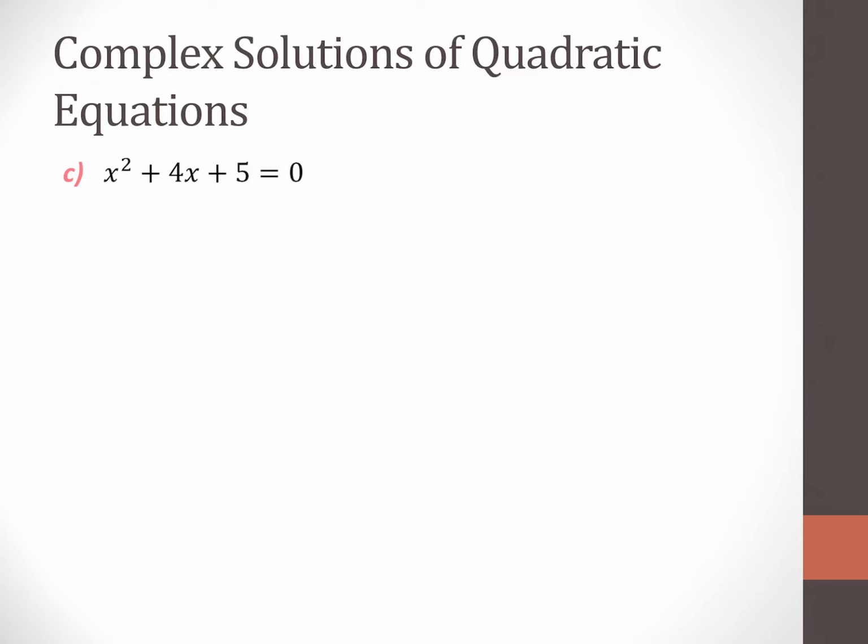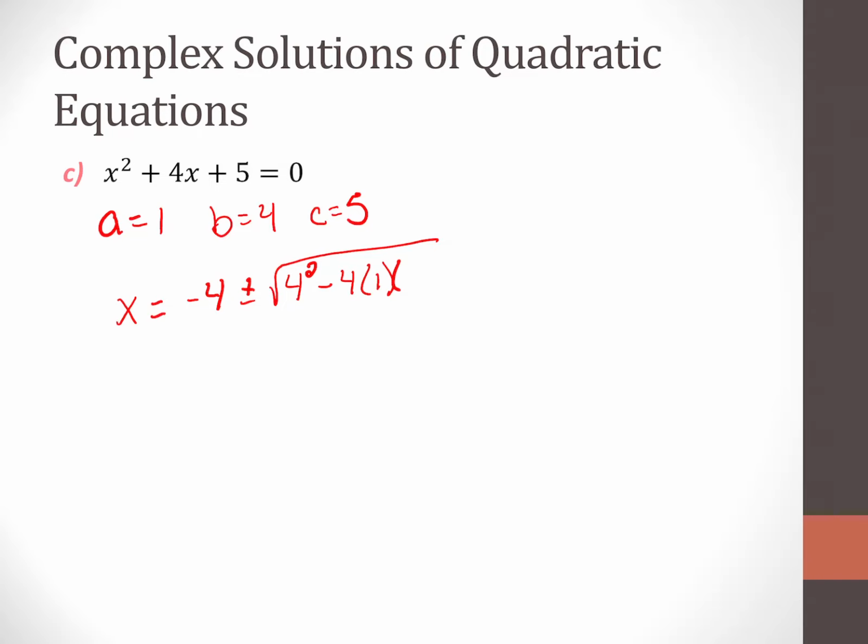All right, one last one we'll look at here, and then we're done. So again, here our a is 1, our b is 4, and our c is 5. So if we substitute in, that's going to give us negative 4 plus or minus the square root of 4 squared minus 4 times our a times our c all over 2 times our a.